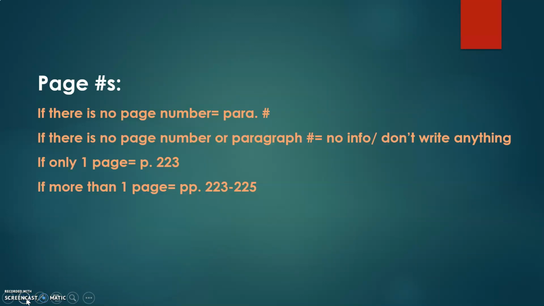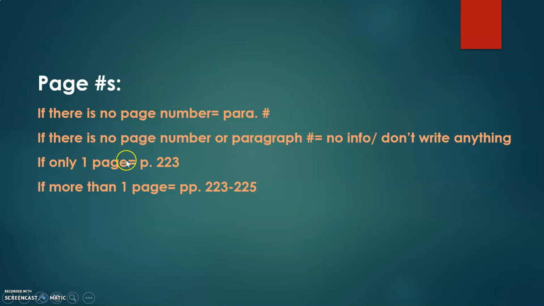APA requires page numbers to be given when you make quotes. In paraphrases and summaries, it is not a requirement. You can check it with your instructor. And if there is no page but paragraph numbers, you can give the paragraph number like this. You write para with a full stop and you give the paragraph number if there are paragraph numbers. If there is no page number or paragraph number, if there is no information, you don't write anything.